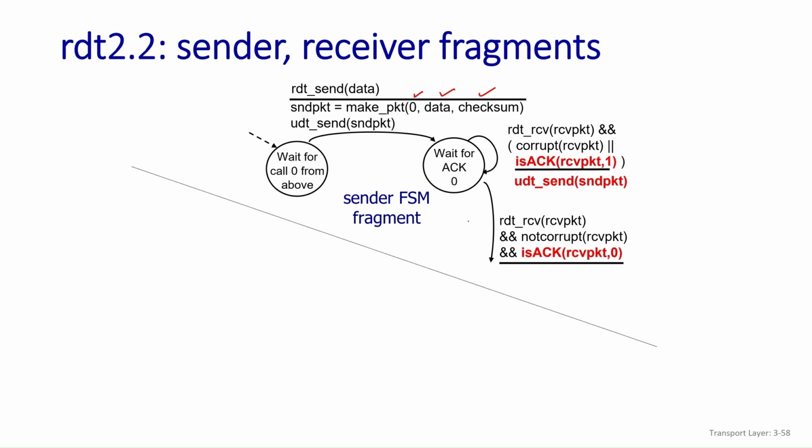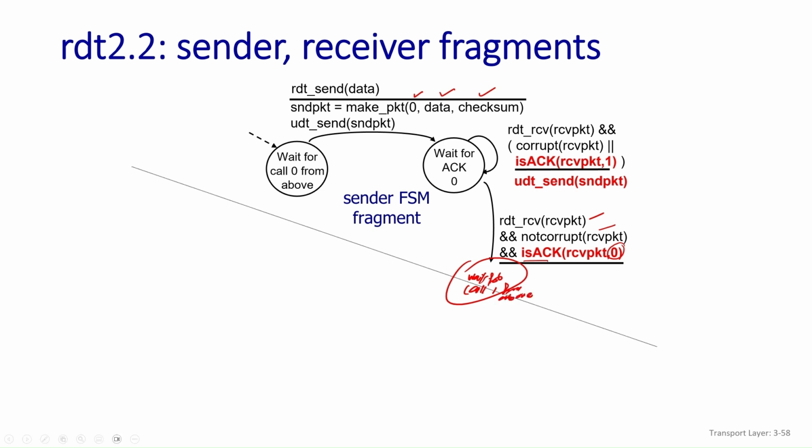Now, look at the normal event. If the sender receives a packet, and the packet is not corrupt, and is an acknowledgement for zero, then only we will make this transition, to the state wait for call one from above.